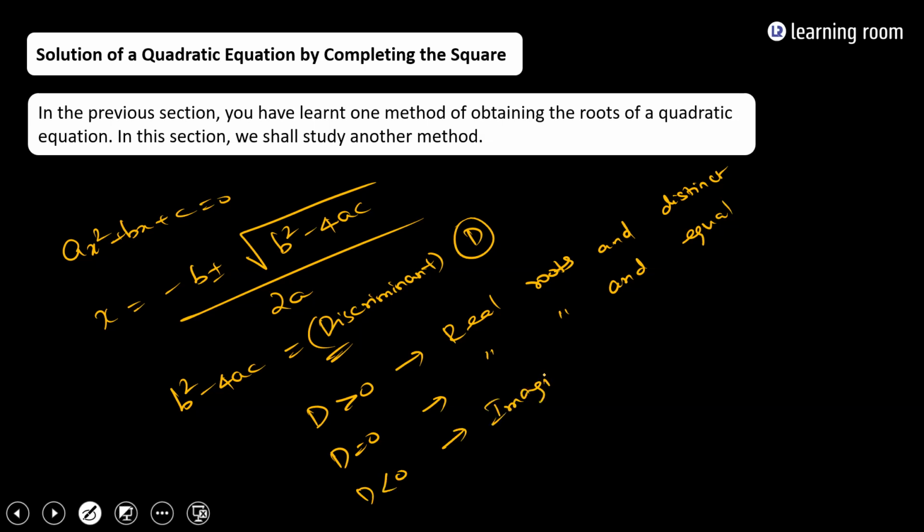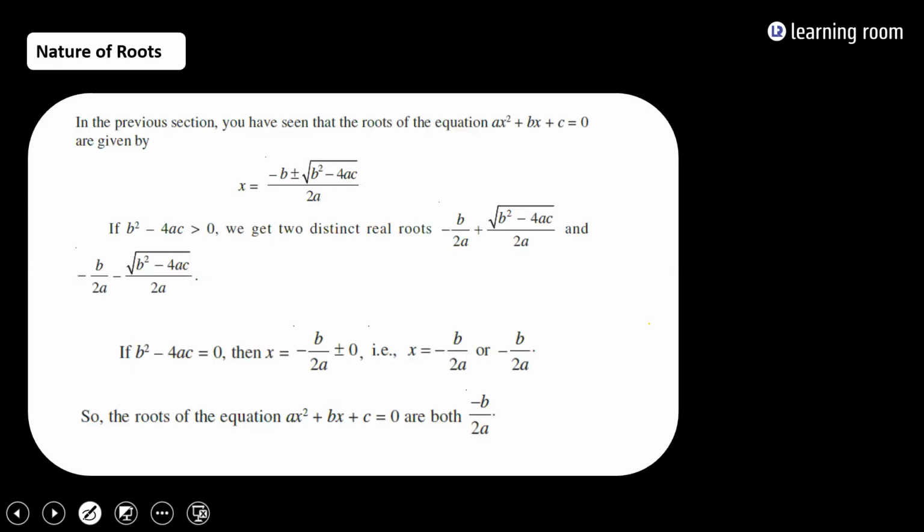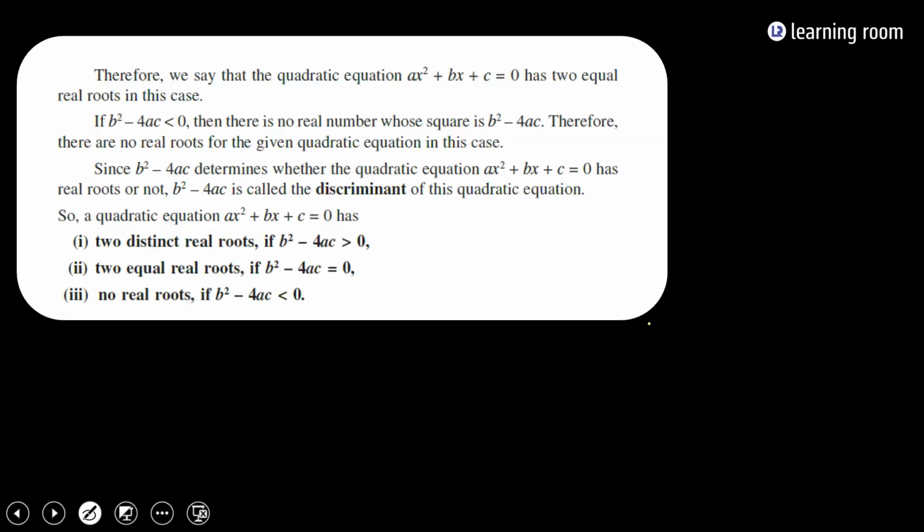No real roots. They are called imaginary roots. And imaginary roots will be distinct only. So what are those imaginary roots? You'll learn it next year. Okay. Next.